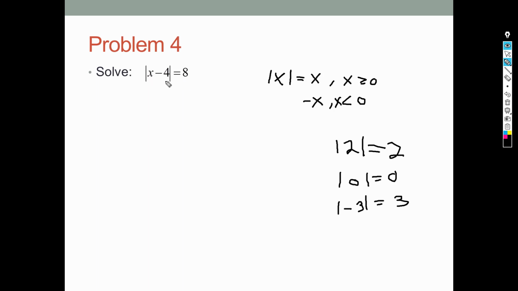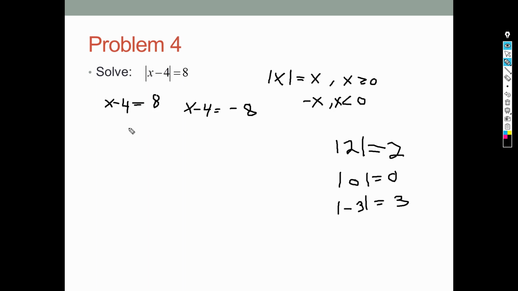So in this case, let's say the absolute value of x minus 4 is equal to 8. What is x? Well, that means that this could be 8, because the absolute value of 8 is 8. So that means that x minus 4 can be represented by 8. And the absolute value of negative 8 is also 8. So x minus 4 can also be negative 8.